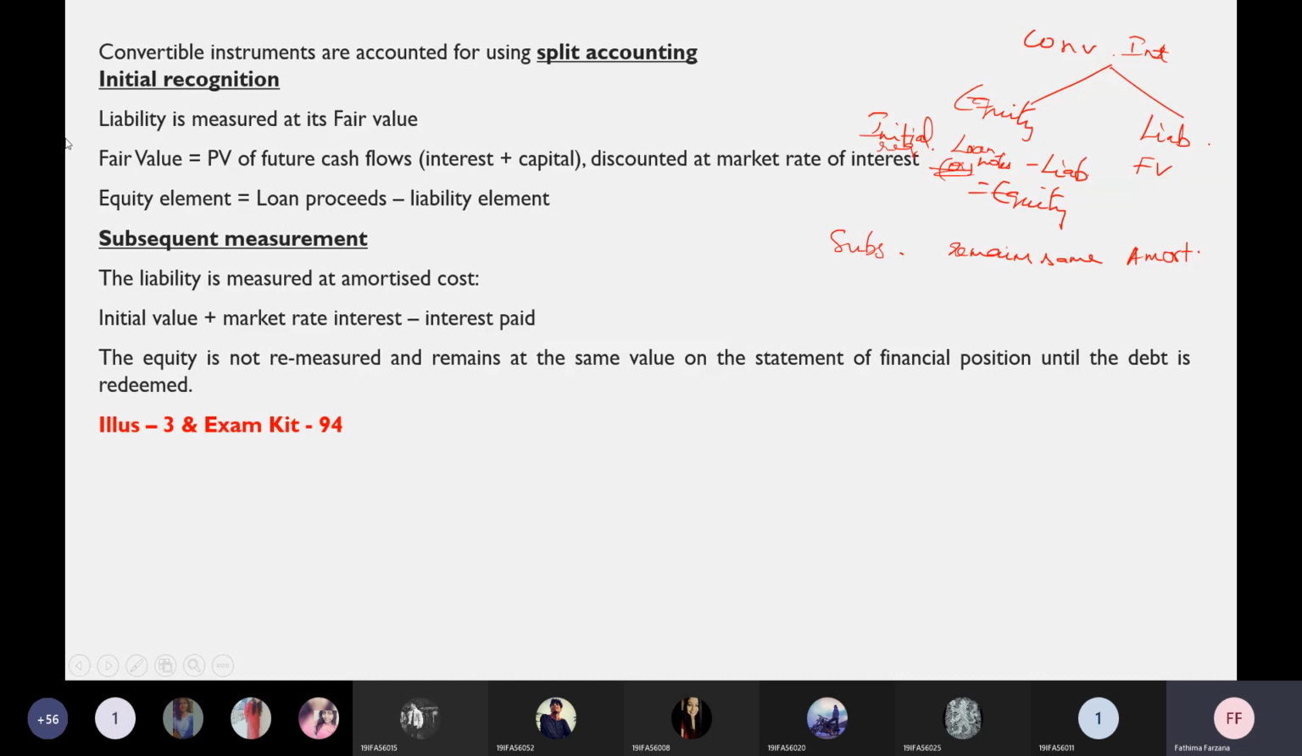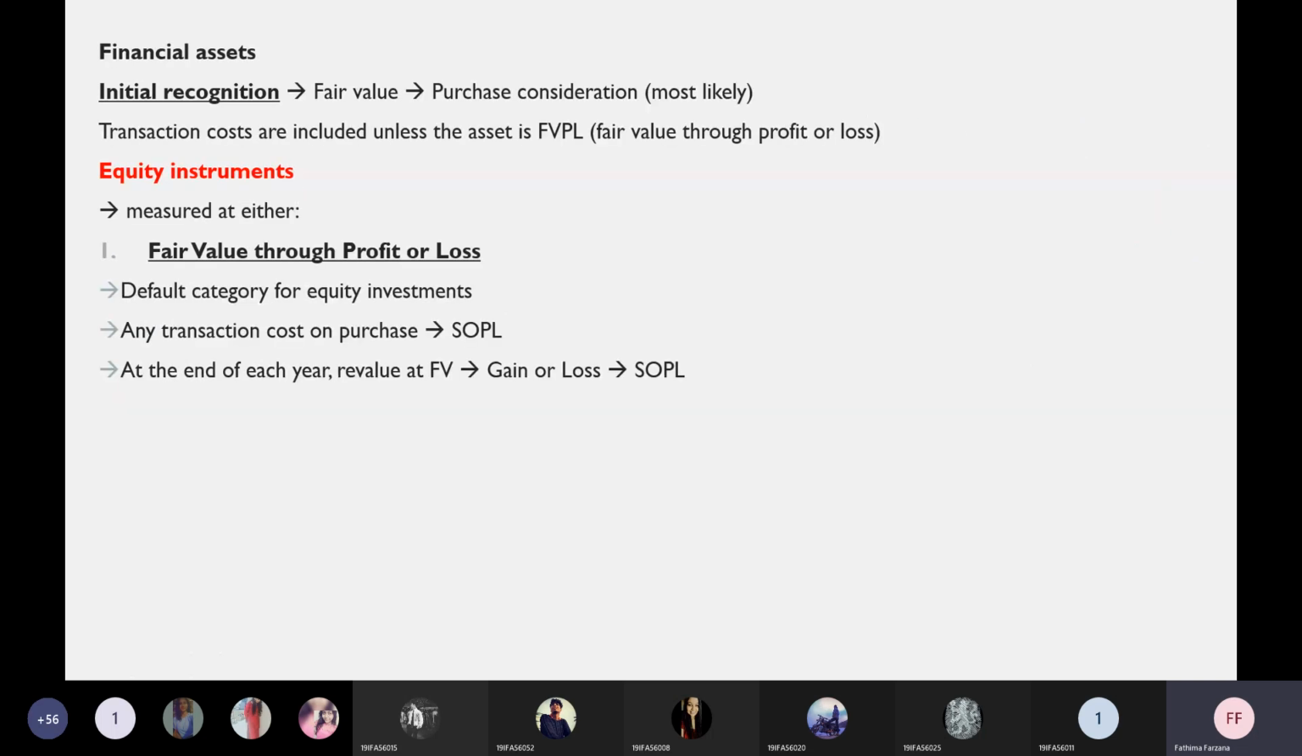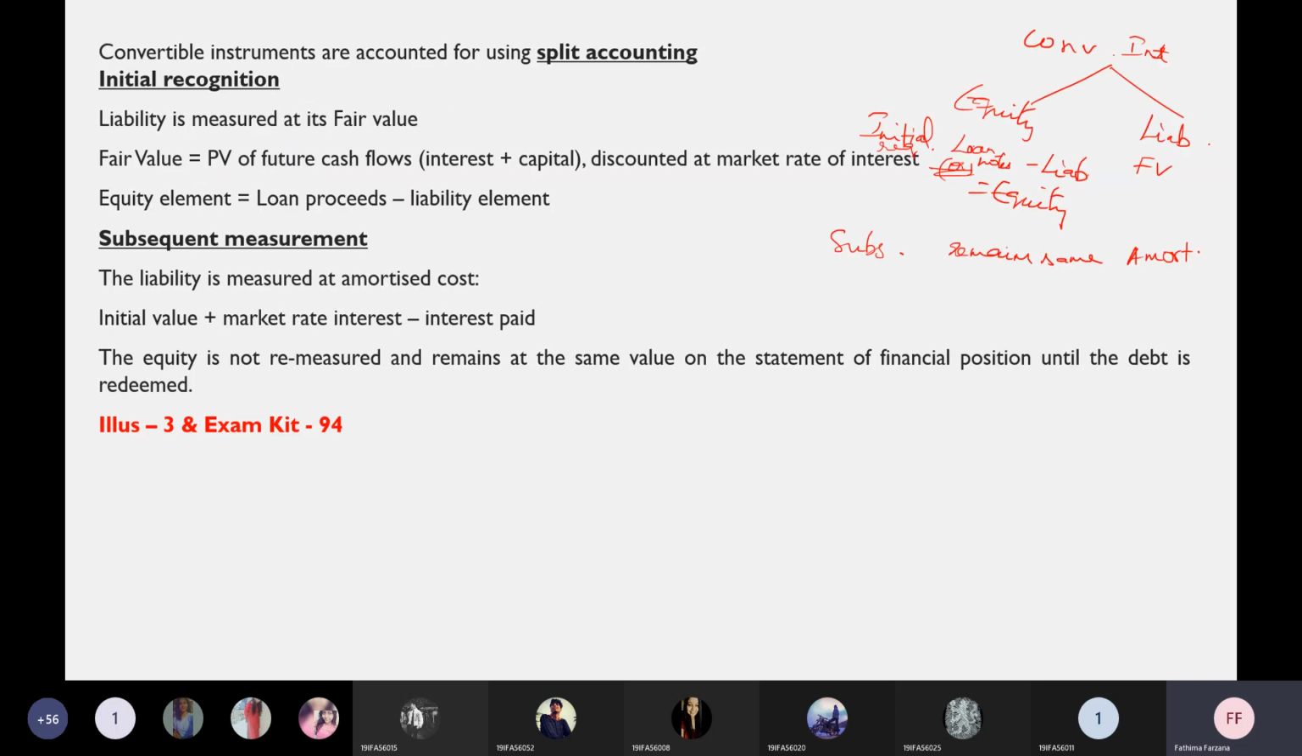This is my liability value. And what is the equity element? Loan proceeds. I borrowed 10 million. In that, the fair value computation, if I subtract, I'll be getting my equity element. As per the theory only I went. Now let us go to financial asset. This theory I explained in the last class. That's why I didn't explain once again this fair value.